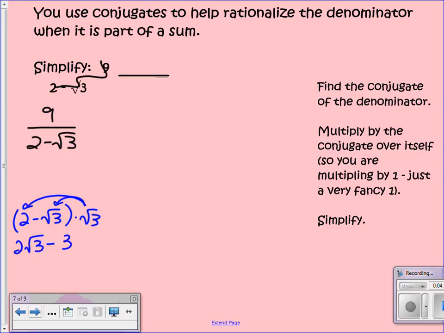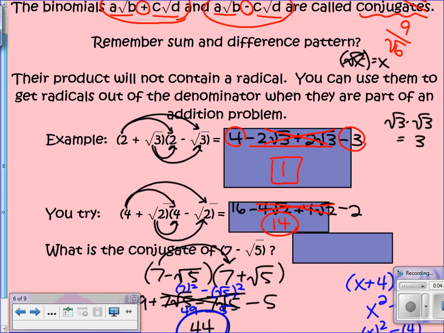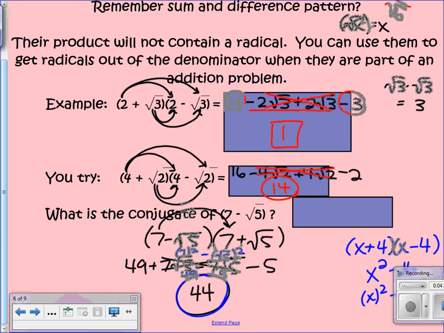Now, I got rid of the radical on the square root of 3, but now I still have a radical, square root of 3. This doesn't help me get rid of the radical. Do you know what does help me get rid of the radical? Look at what happened every time we multiplied by the conjugate. We got whole number, beautiful answers.